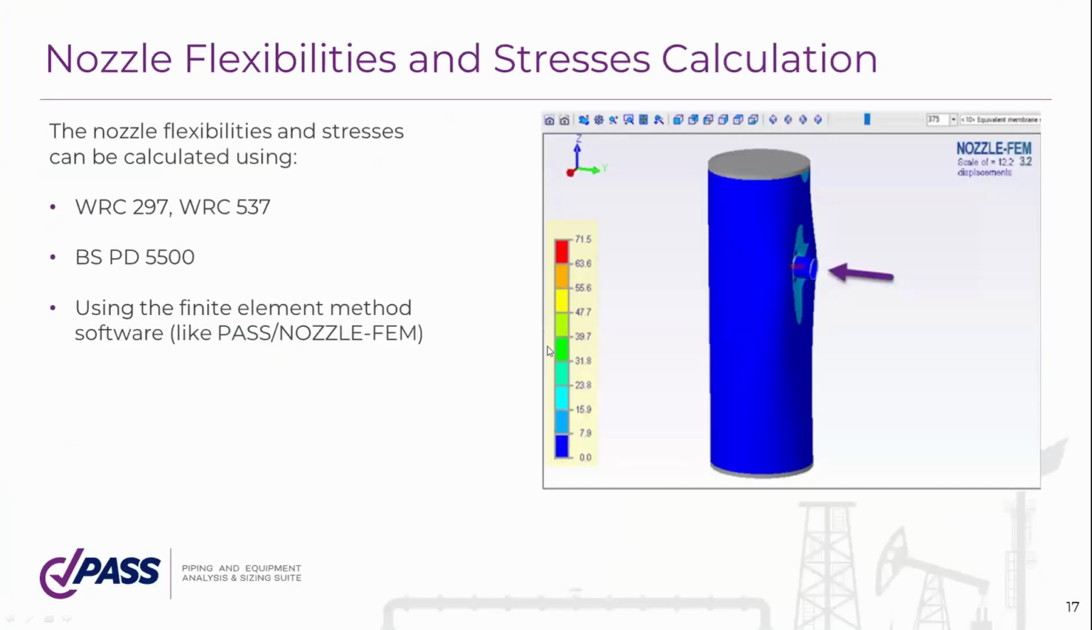So this is how it works. And the next feature is the nozzle flexibility calculation, stresses in the nozzle calculation, and also allowable loads calculation. So how can we calculate the nozzle flexibilities and stresses? The first method is using the analytical methods. It's WRC code 297 or 537. I think all of you already know it. The next is PD 5500, and the third method is using the finite element method, using software like Pass Nozzle FEM.